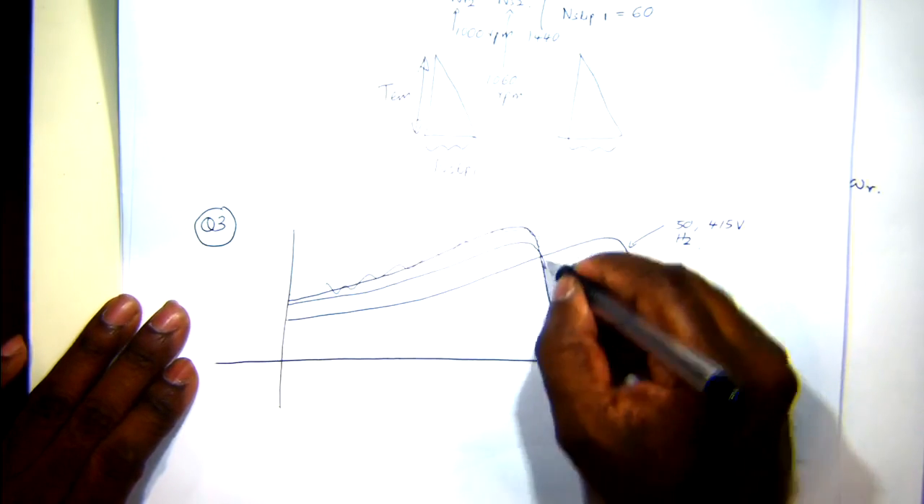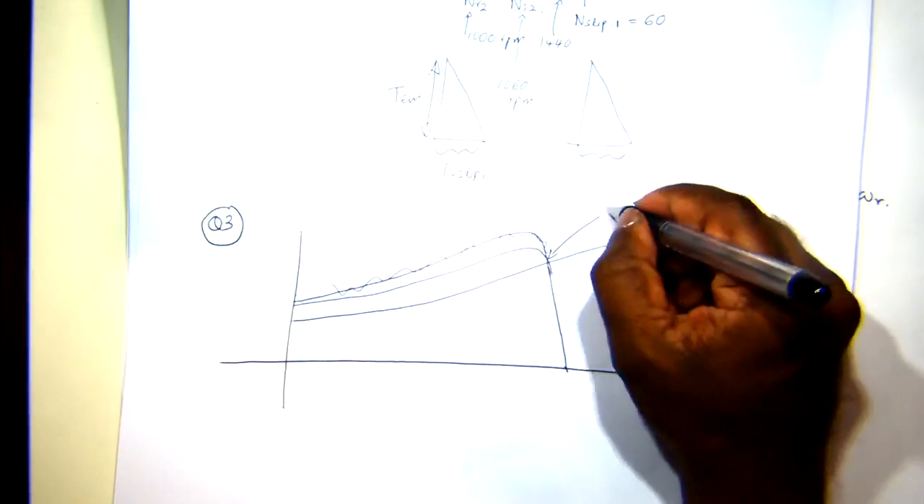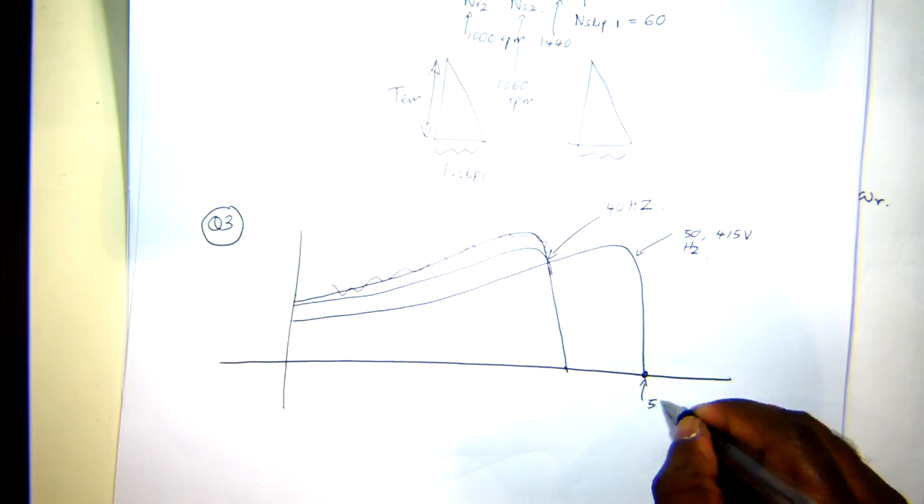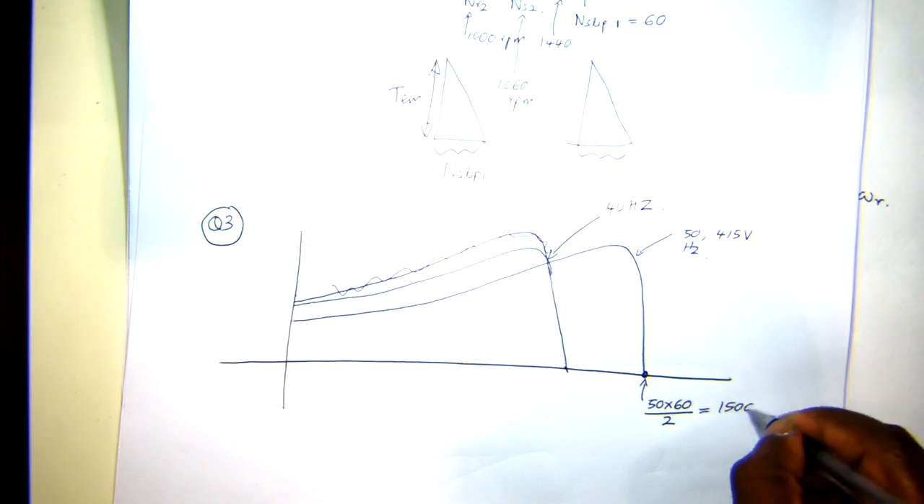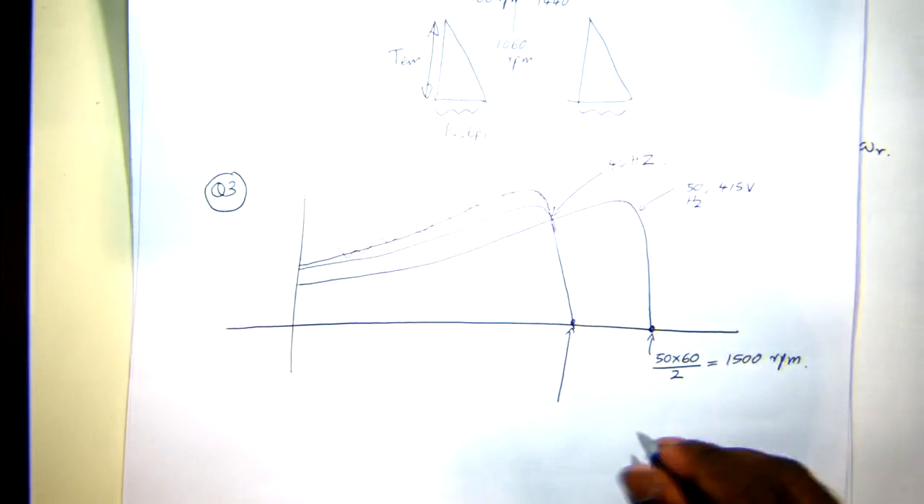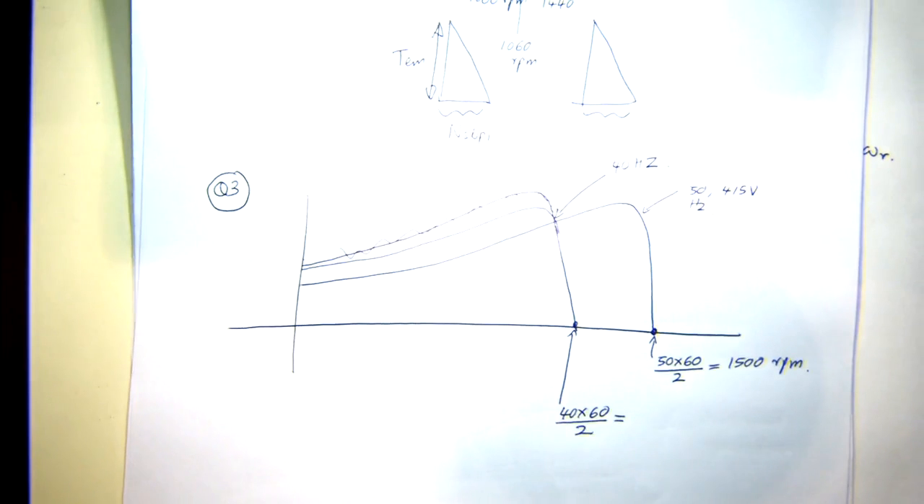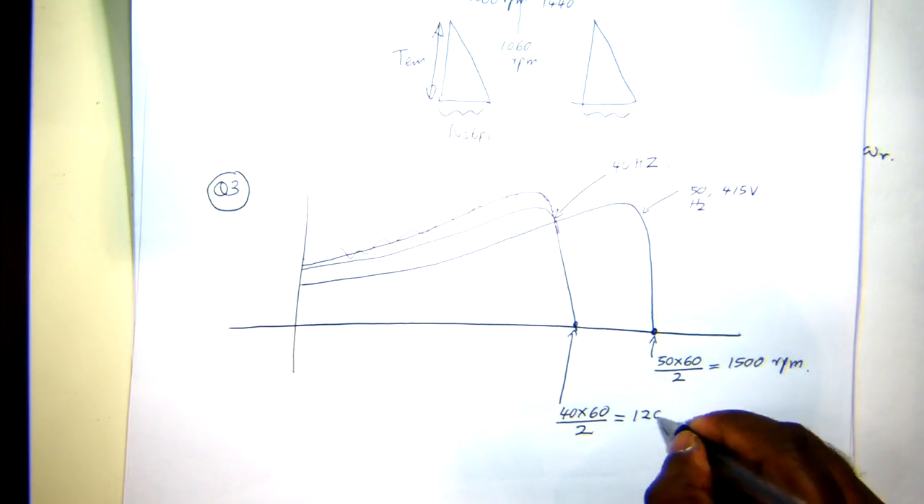So, and then this will be at 40 Hertz. And at this point, it's given as a 4-pole induction machine. So if this point will be 50 into 60 over 2, which is 1500 RPM synchronous speed. This point will be 40 into 60 over 2, which is going to be 1200 RPM.